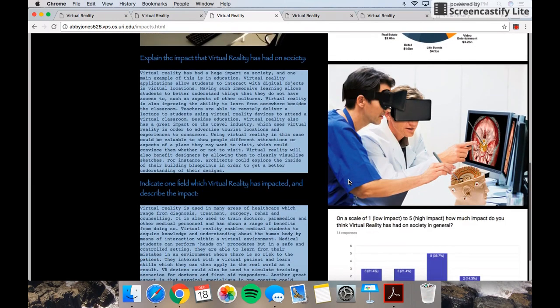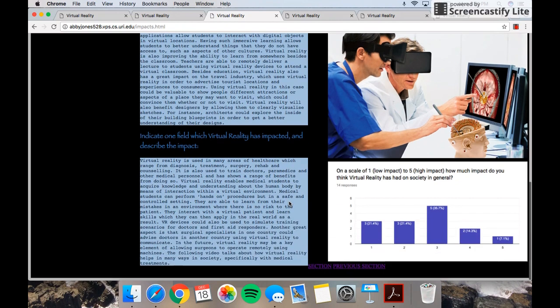The next question that I had to answer was to indicate one field other than computer science which virtual reality has impacted or has the potential to impact in the future. So I talked about how virtual reality can be used to train doctors and other medical personnel, and it could also be used to enable medical students to understand the human body through virtual interaction. Medical students can perform hands-on procedures, but in a safe and controlled setting, so they are not at risk of harming the person they would be operating on or performing any procedure on.